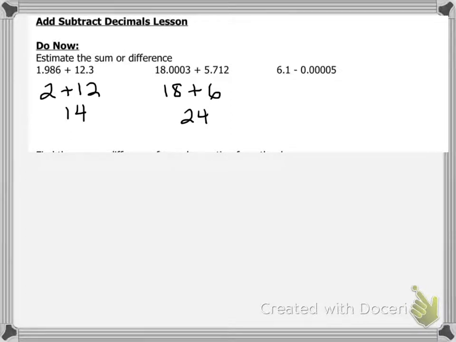And then last we have 6 and 1/10. We're going to subtract 5, and that should be 500 thousandths. So I'm going to round 6 and 1/10 to 6, and we're going to round that 500 thousandths to 0. It's pretty close to 0. So our solution should be close to 6.